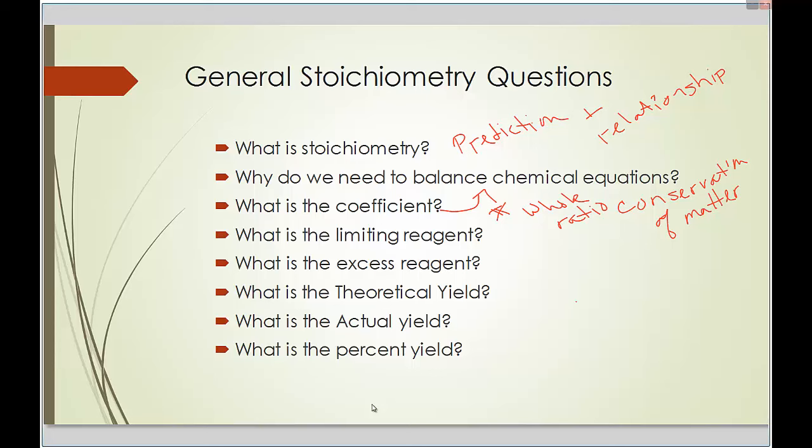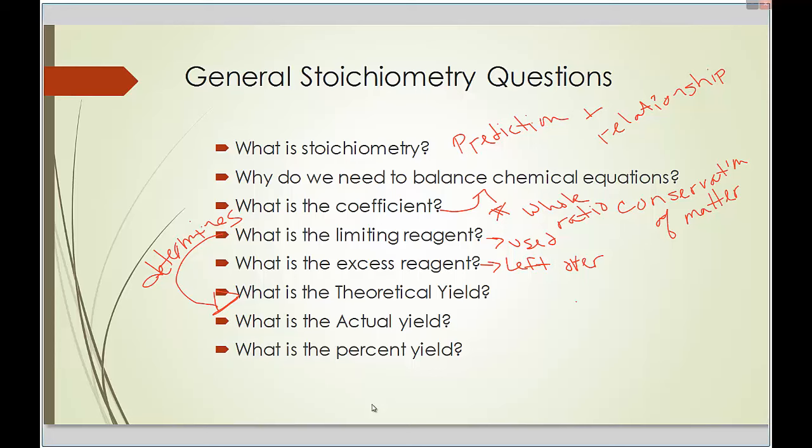The limiting reagent is the reactant that is completely, 100% used up, and it determines the theoretical yield. The excess reagent is stuff left over. It is not 100% used up. You have stuff that's remaining at the end.